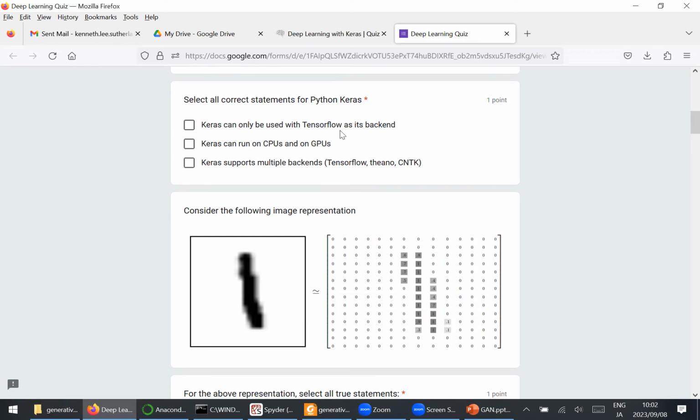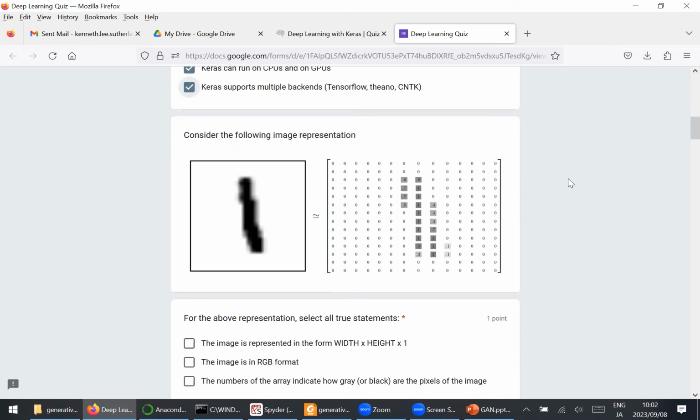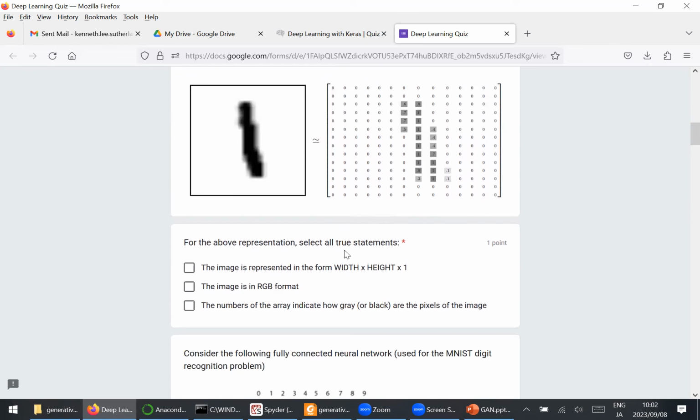Keras can only be used with TensorFlow as a backend. So this is false, I know, because it used to have this backend called Theano, right? But it's kind of old-fashioned now. Keras can run on CPU and GPU, so this is true. Keras supports multiple backends, right? Here's Theano. CNTK, I've never used this. I don't know. Considering the following image representation, the above represents, select all true statements.